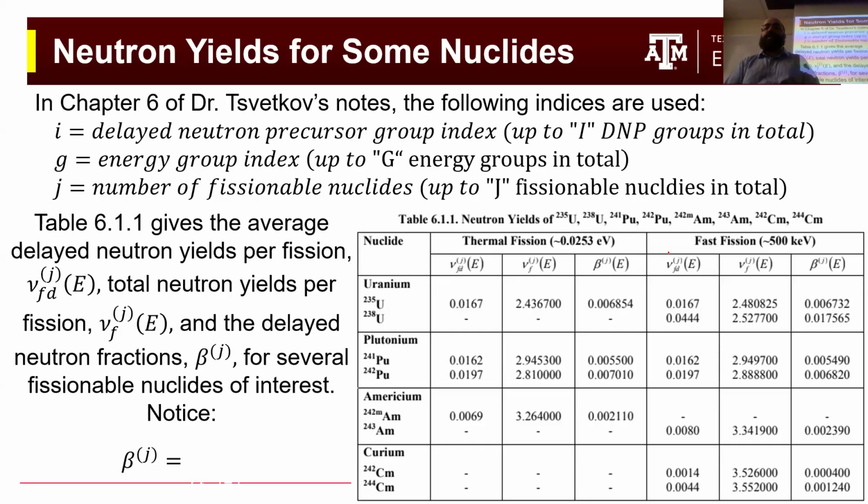So that's what this table is basically showing you: the number of delayed neutrons that are being produced. So nu D is the number of delayed neutrons for a type J nuclide. nu F is the total number of neutrons per fission for a type J nuclide, and then beta is the delayed neutron fraction for a type J nuclide.